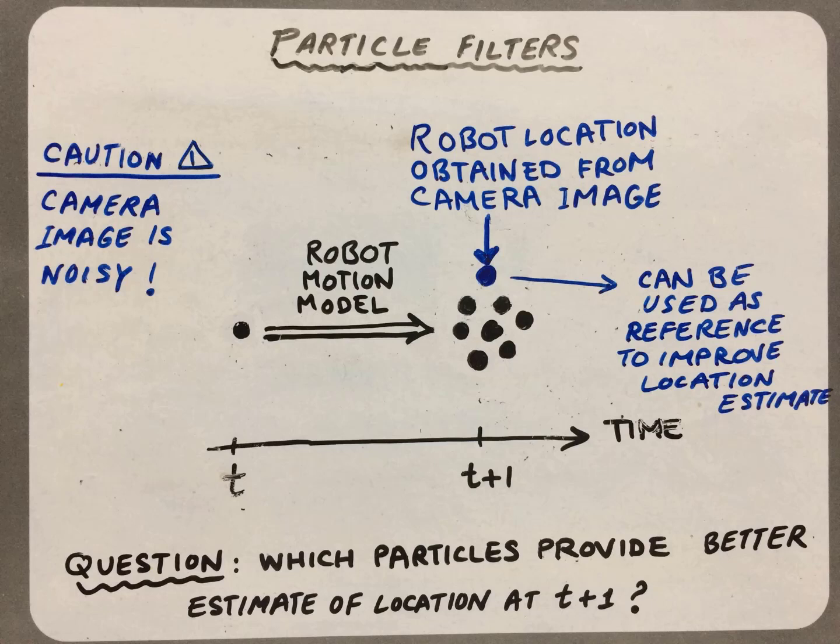So we need to have a method of gradation. We're going to assign a grade or a weight to the particles based upon their contribution to the estimate. So some of these particles will be representing an estimate of the actual position of the robot much better than the others. So the question is, which particles provide a better estimate of robot location at time t+1? And we're going to answer this question by using a reference, and the reference is the robot location obtained from the camera.